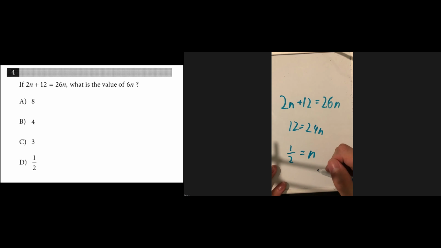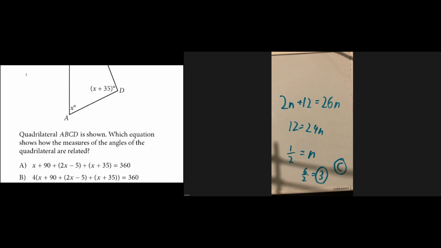We're asked to find 6 times that. So we have 6 over 2, which is equal to 3. The correct answer is C. Okay, question 5.